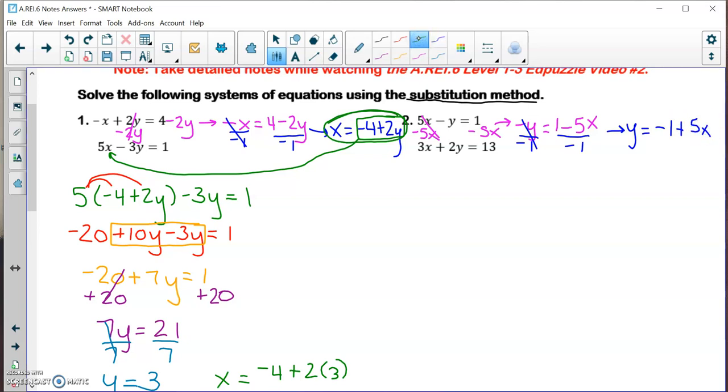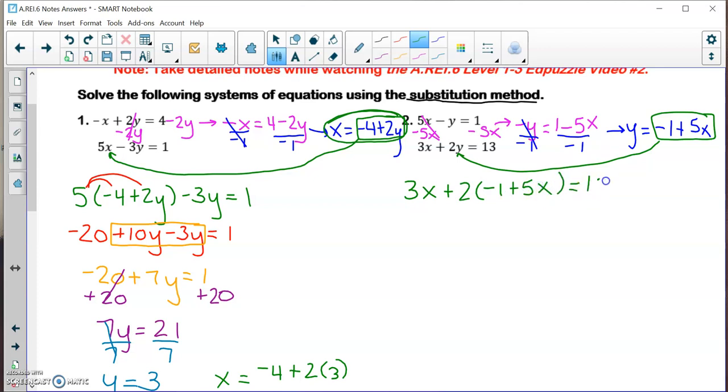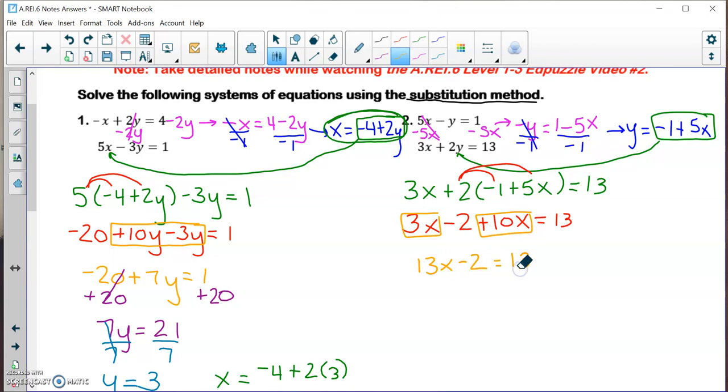All right, next, since y equals negative 1 plus 5x, let's put this negative 1 plus 5x in for y in my bottom equation, my other equation. So I have 3x plus 2 times negative 1 plus 5x is equal to 13. So I'm going to distribute this plus 2 in. Remember, if this was a minus 2, we'd have to distribute the whole minus 2 in. Don't forget about your algebra skills that we've learned previously. Then I'm going to combine like terms. I'm now going to add 2 to both sides.